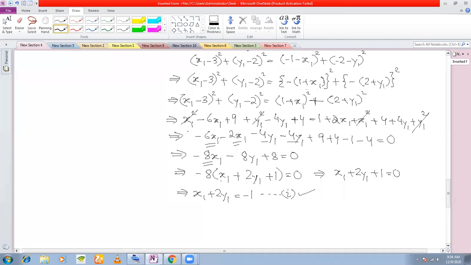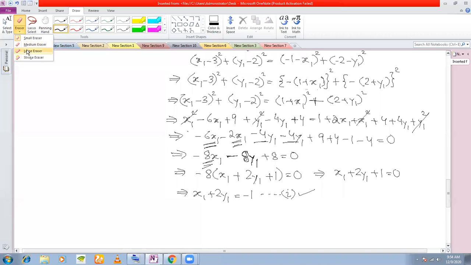So what we have here, I just explained my mistake once again in the last class, the sum that I was doing. So minus 6x1 minus 2x1 will give you minus 8x1. This one was okay. Minus 4y1 and minus 4y1 will combine to give you a minus 8y1. Okay, and this is okay. The 9 plus 4, 13. 13 minus 5 is 8. So this is okay. Plus 8 is okay.